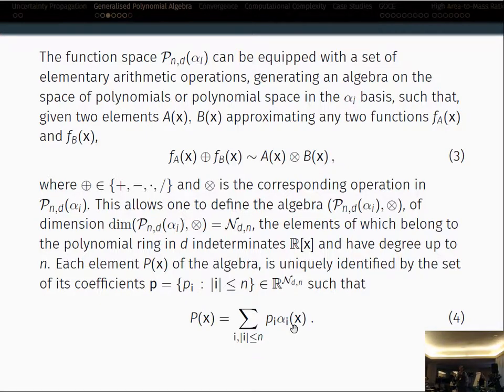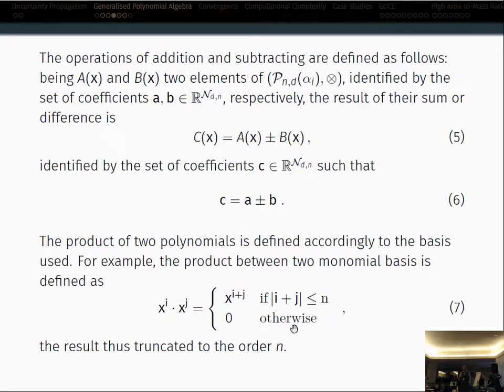So this is just a definition. The elements belong to a polynomial ring in D indeterminates, and have a degree up to n. So I can define a number of operations. Of course, I have addition that is fairly easy, and the addition is simply the addition of the coefficients. For the case of the multiplication, which is the expensive operation, what I want is to first take whatever basis I have and translate that into monomial basis. Because if you multiply two monomial basis, you get again another basis within the algebra. So I transform whatever basis I have into a monomial basis.